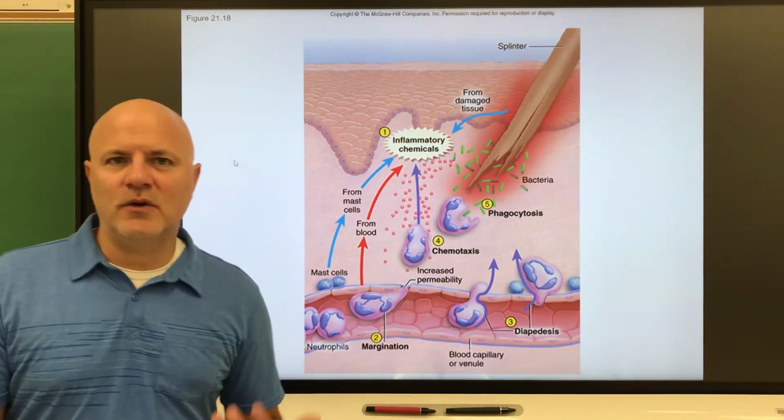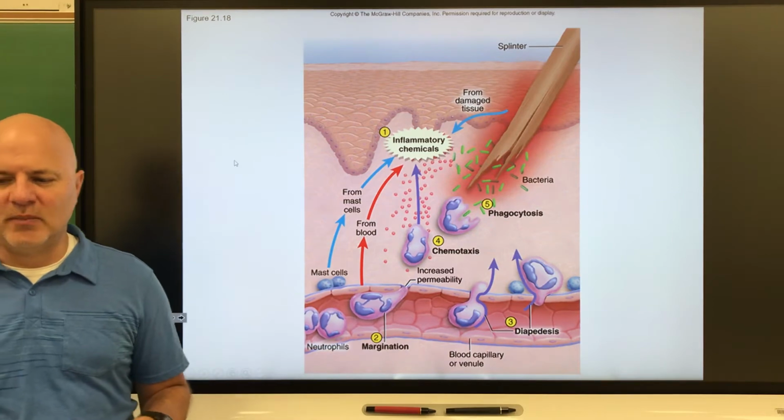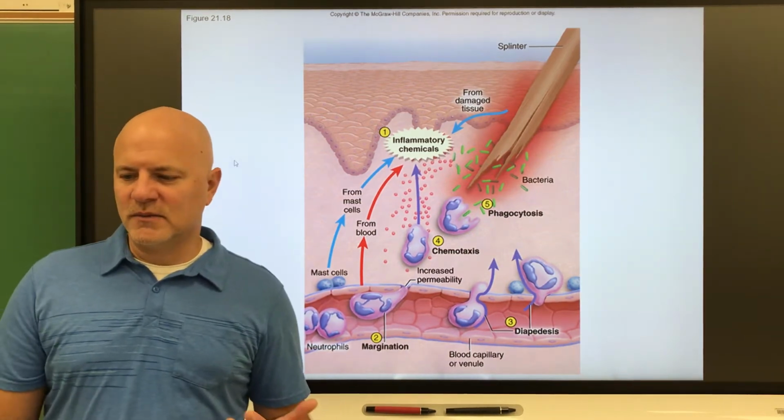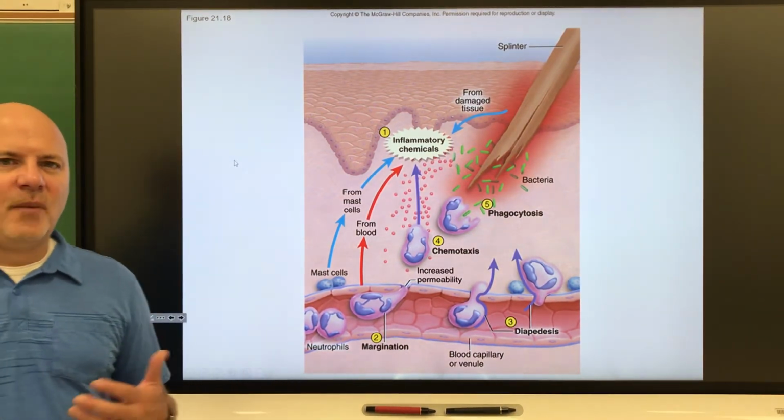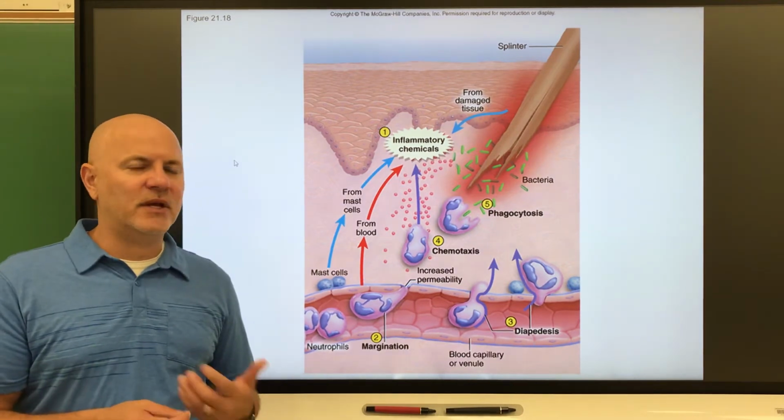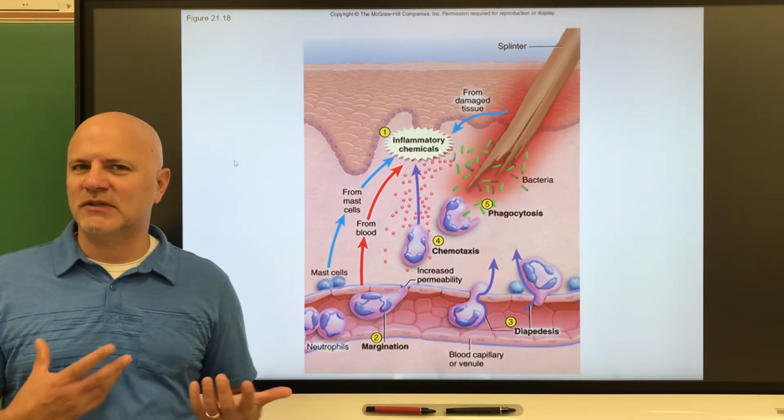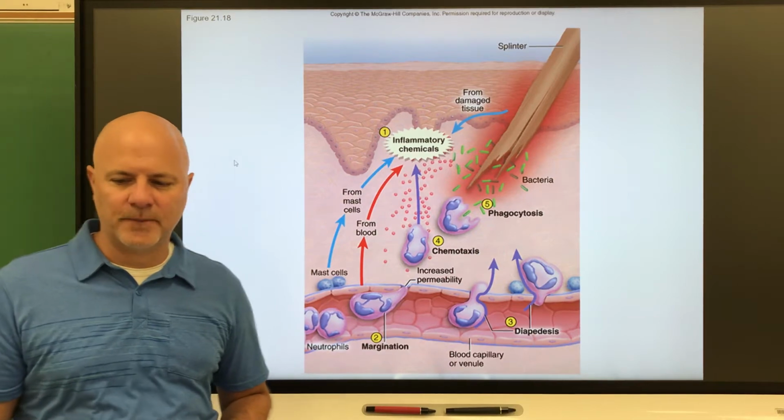So what this creates though is pus. That's the accumulation of dead white blood cells, dead microorganisms, damaged tissue and fluid. Pus looks a little whitish because of the white blood cells. It looks a little greenish because of those damaged tissue and microorganisms here.